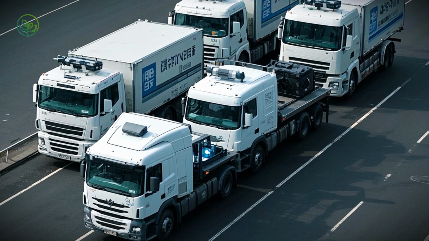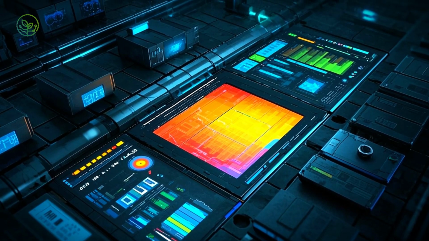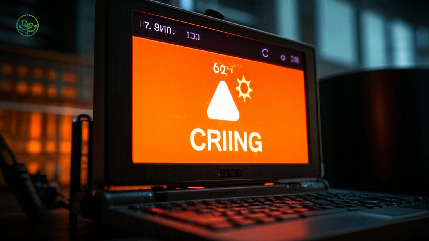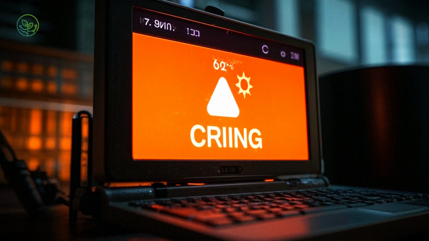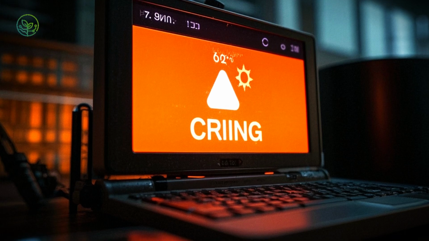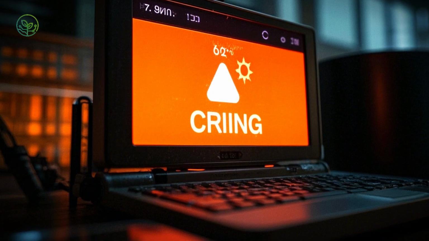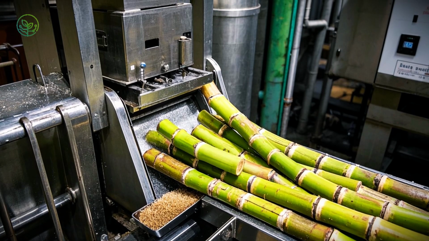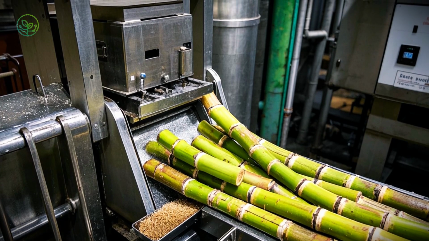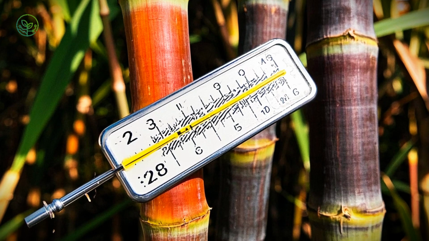Some operations now equip their fleets with thermal sensors, GPS-linked timers, and load history trackers. These tools allow managers to visualize a real-time heat map of their supply chain. If a trailer remains stationary too long, or if internal temperature begins to rise beyond safe thresholds, the system flags it. Action is taken. The route is altered. The processing order is reprioritized. Because every delay represents not just lost time, but lost chemistry.